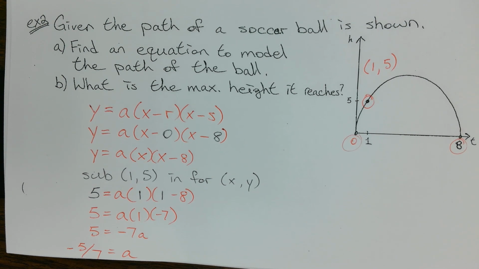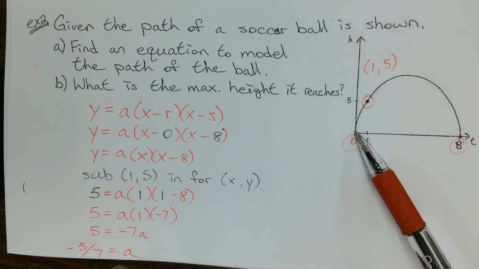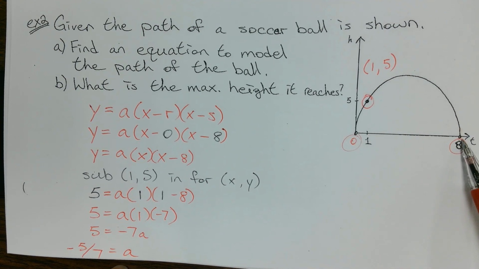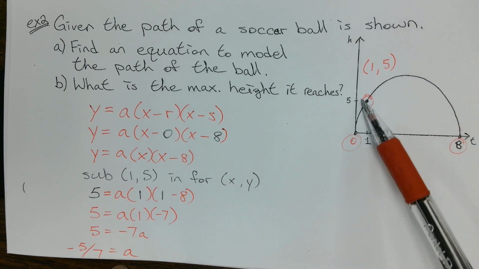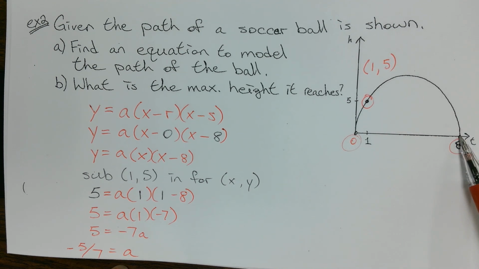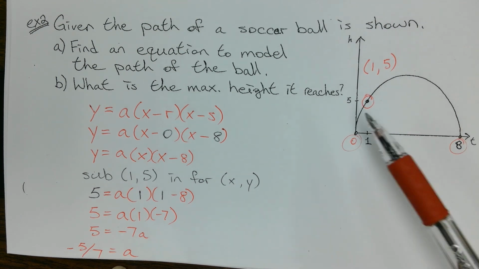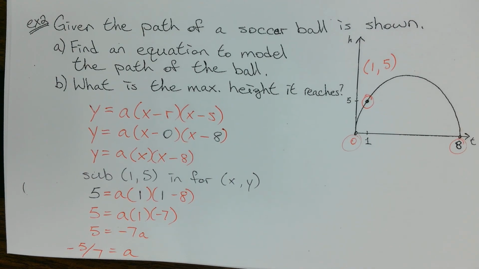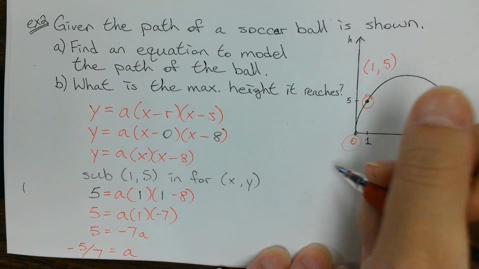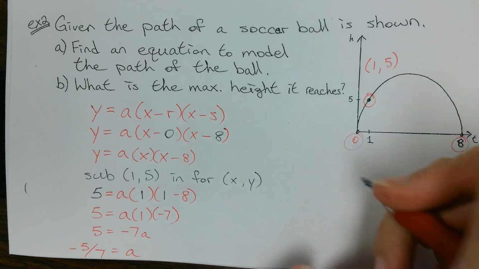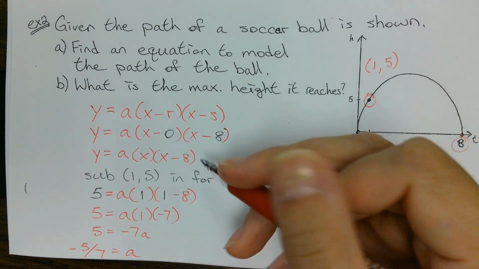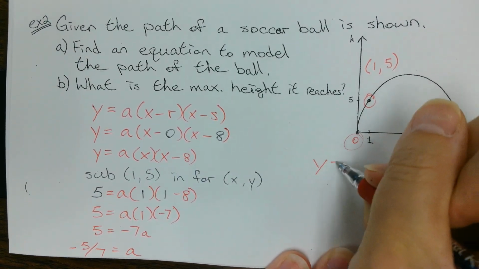Okay. Does it make sense that my a is negative? Because my graph is opening down. All right. So remember, it should match up. Opening down, -a. Opening up, +a. Okay, so what's the equation of this parabola then, now that I have A and I have this form? Y equal?